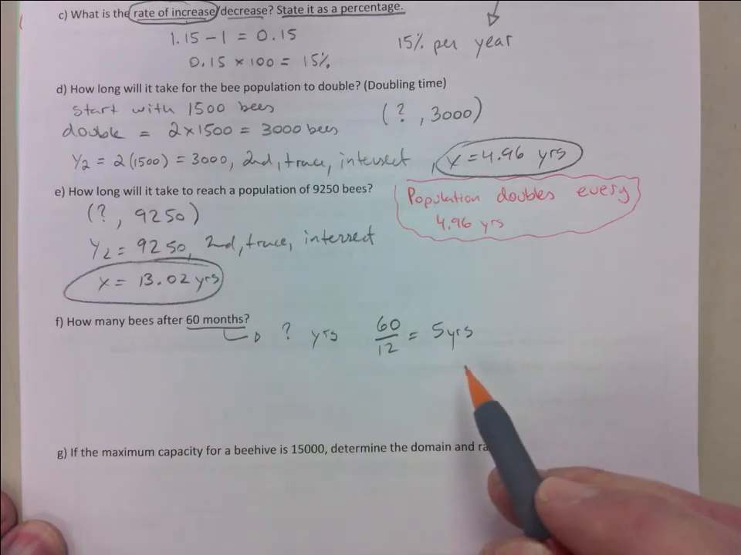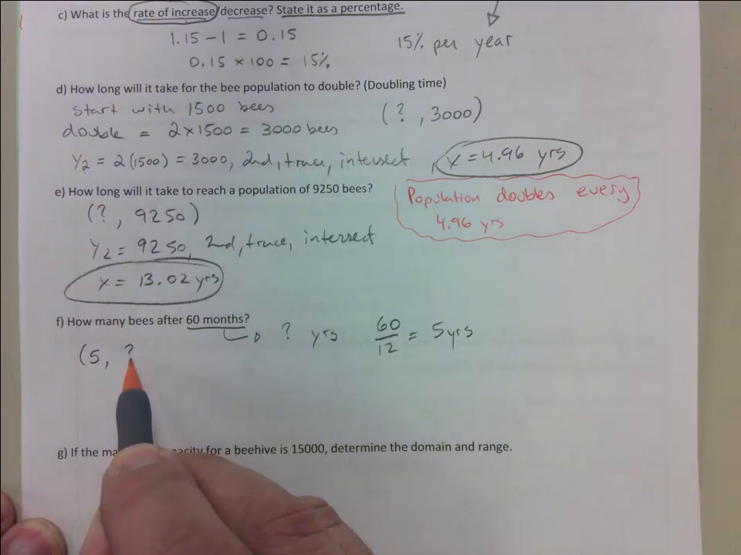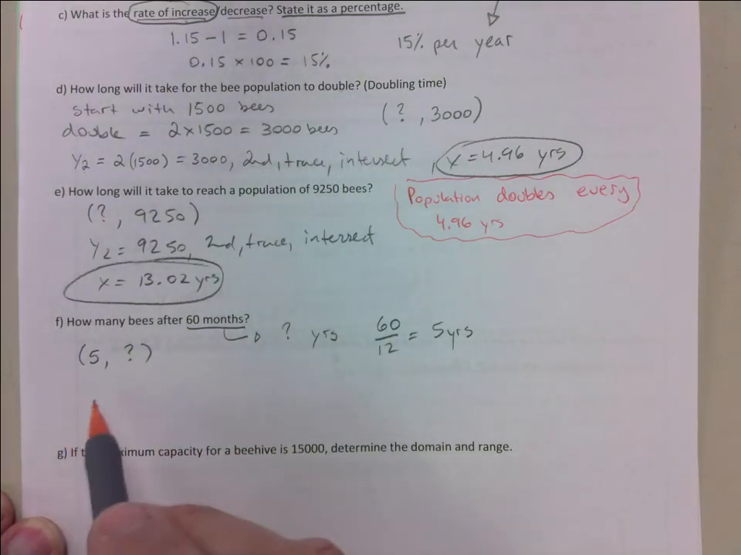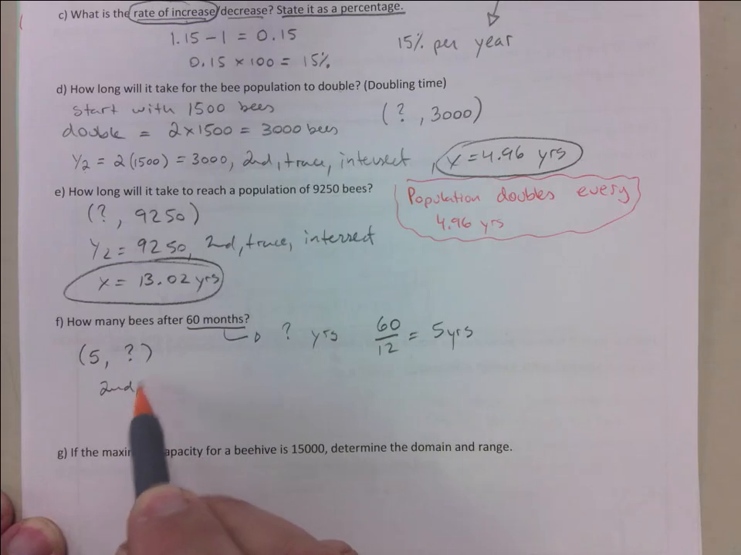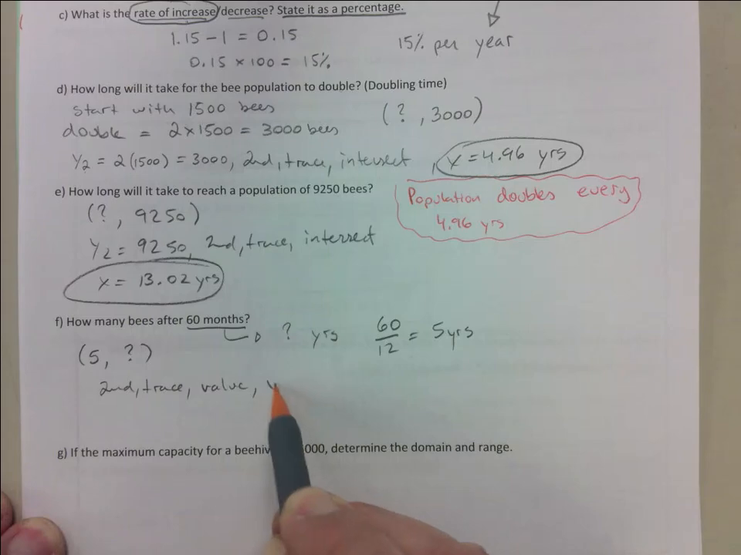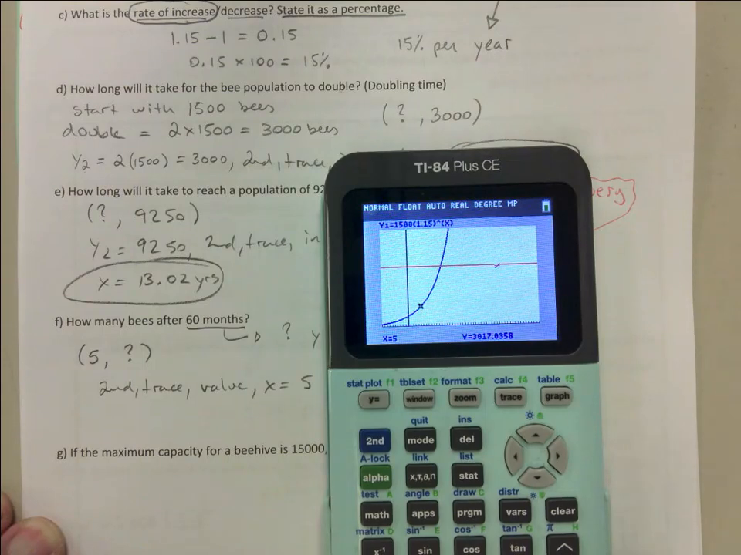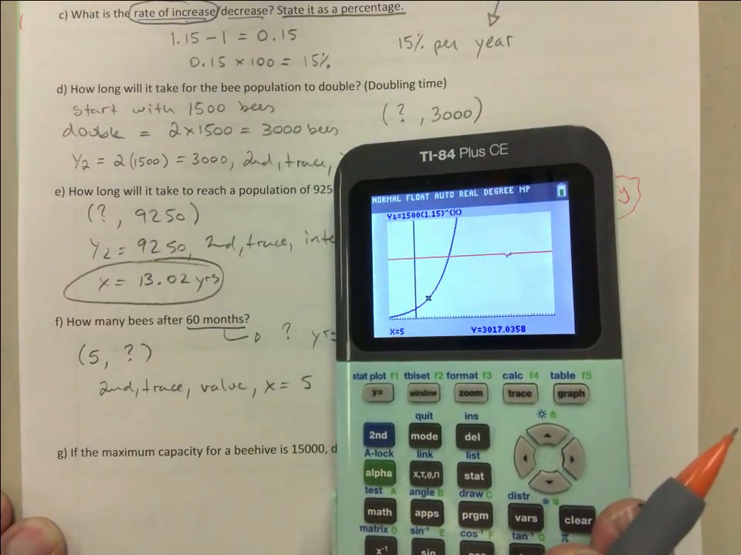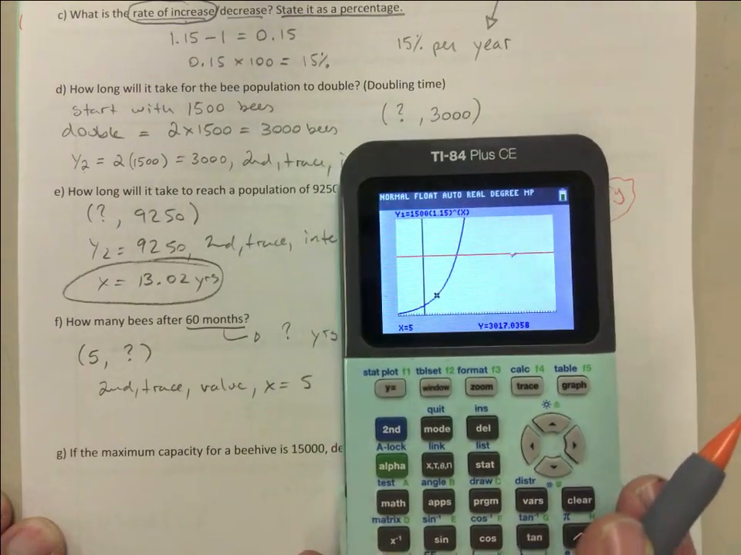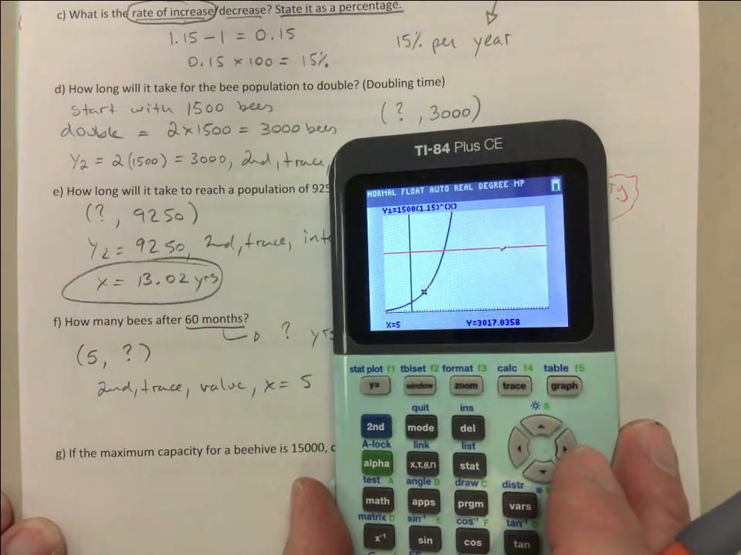So how many bees in 5 years? So it's basically saying when time is 5, what will be the bee population? Second, trace, value, X is equal to 5. Second trace, value, 5. 3,017. That was basically my doubling time, right? 5. So I'm just over 3,000 in this case.